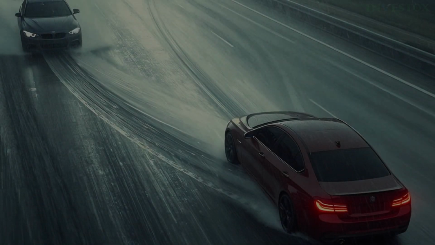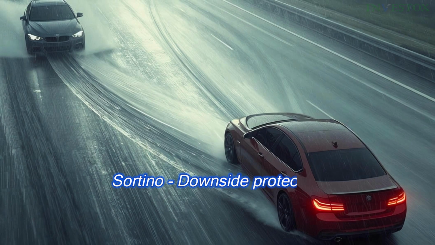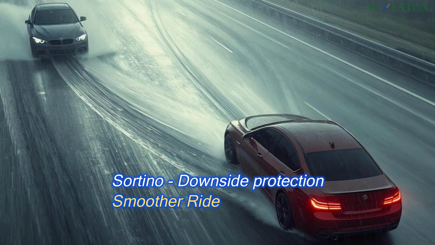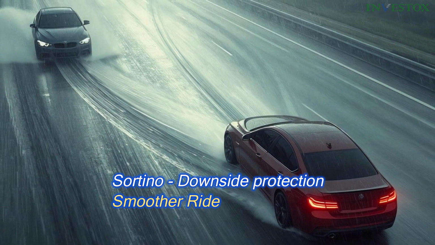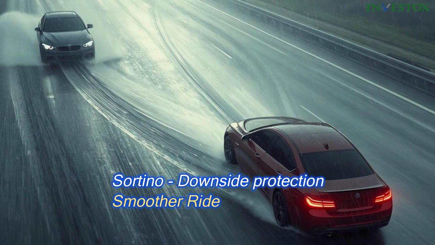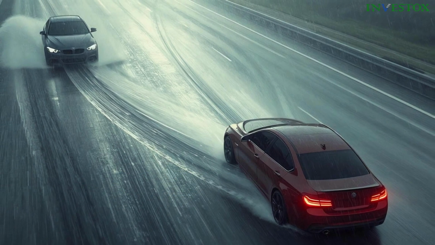Sortino ratio focuses only on downside risk. It shows how well a fund performs when markets fall. Higher Sortino means better protection during bad times. This ratio is very important for long-term peace of mind.